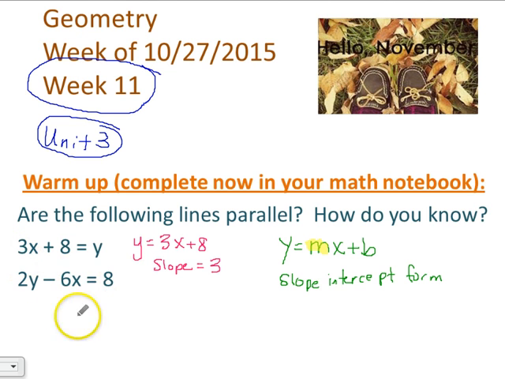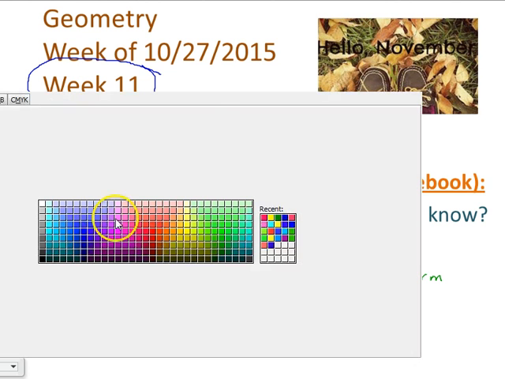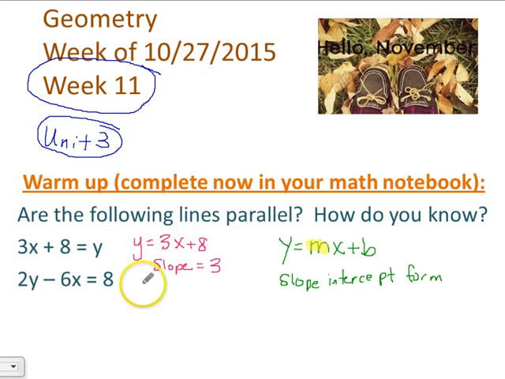Now our second equation, unfortunately, is not in y equals mx plus b form. So we need to solve for y in the second equation. So let's just go ahead and solve for y so that we can get it into y equals mx plus b form. So we want to get y all alone, so I'm going to start with adding 6x to both sides. And then I'm left with 2y equals 6x plus 8. We can't combine those. Those are not like terms.